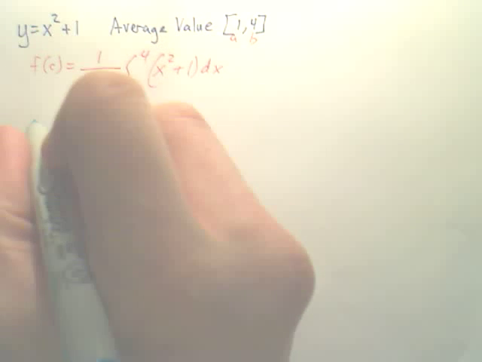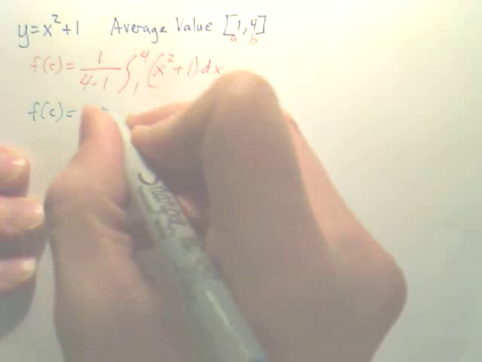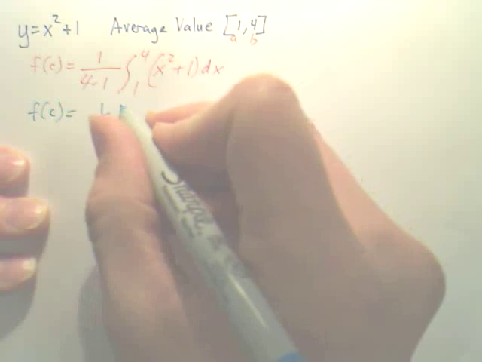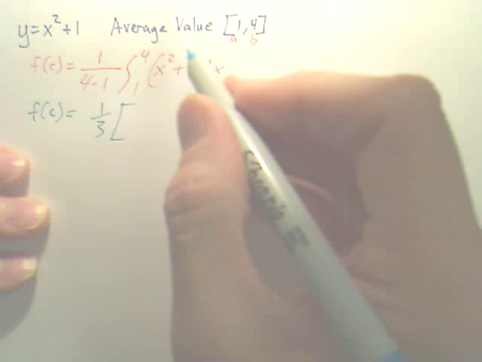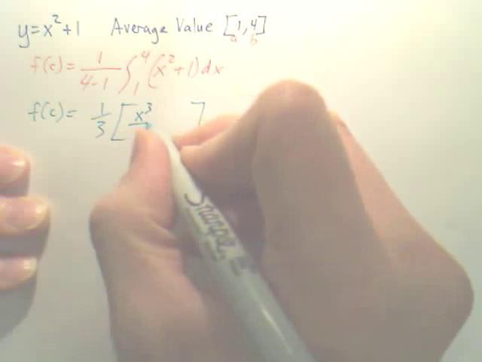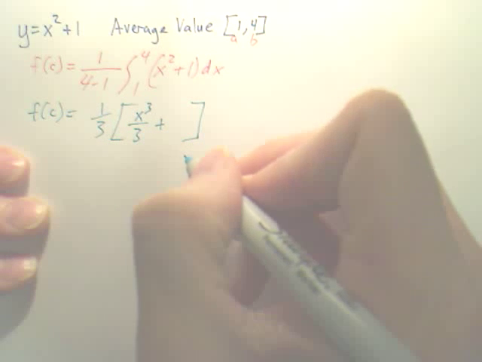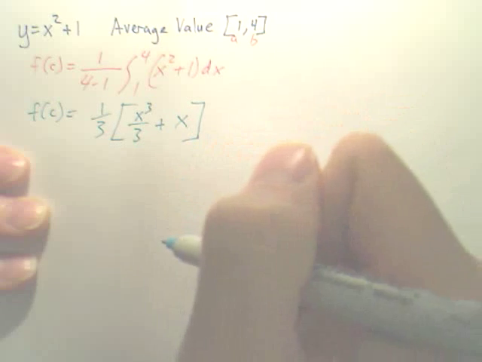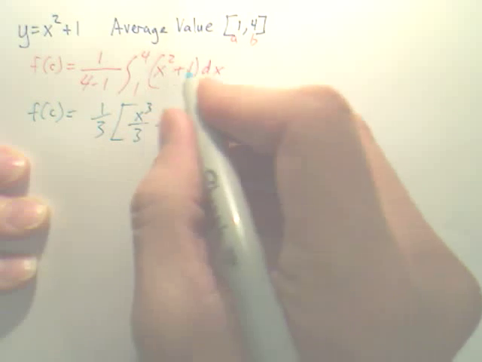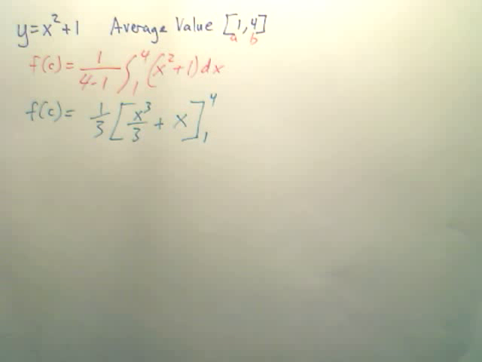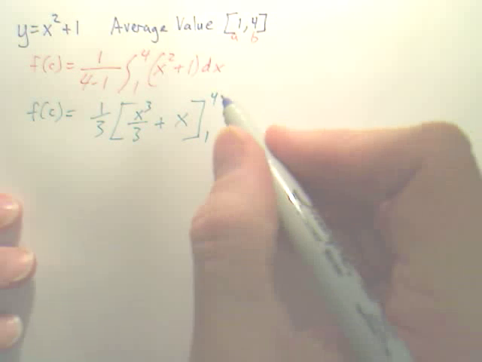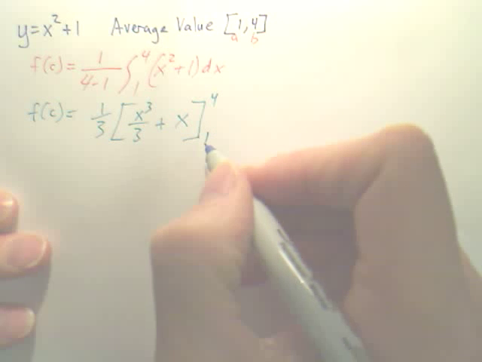Okay, so we got here f of c is equal to 1/3. And then this, when you integrate it, what do you get? x cubed over 3 plus x. You integrate both of those, and you go from 1 to 4. Okay, so now we technically just plug in 4 and 1.